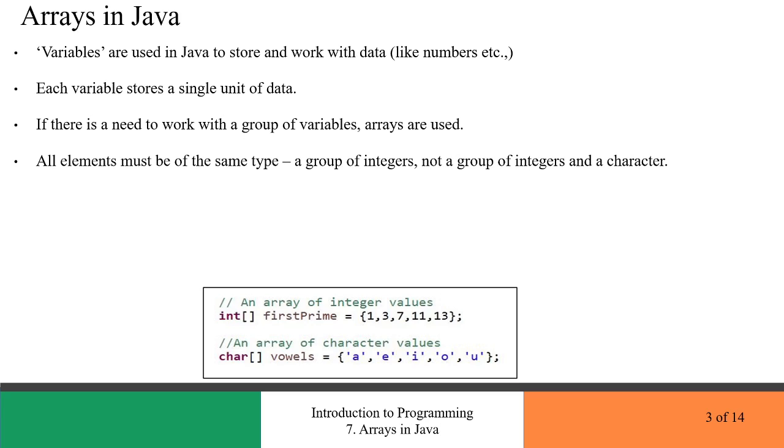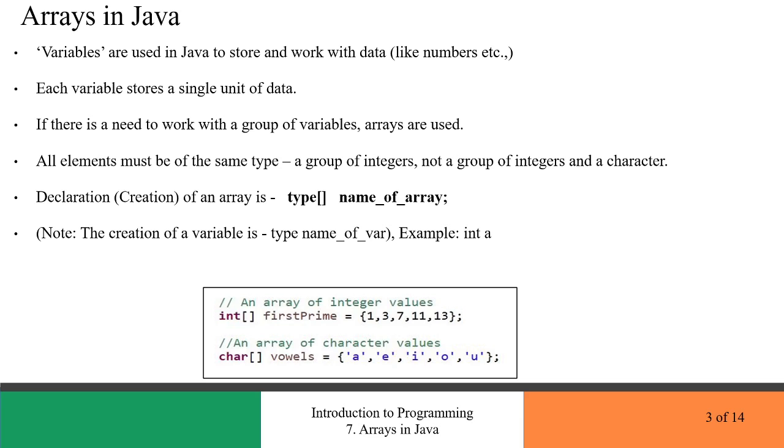So an array is basically used to store a group of variables that are of the same type, namely a group of integers or a group of characters. An array cannot be used to store a group of integers and a character. The syntax or the usage of creating an array is type followed by a pair of square braces and the name of the array.